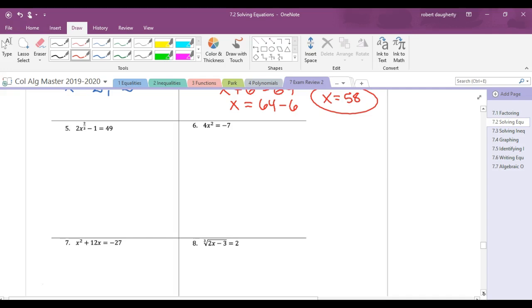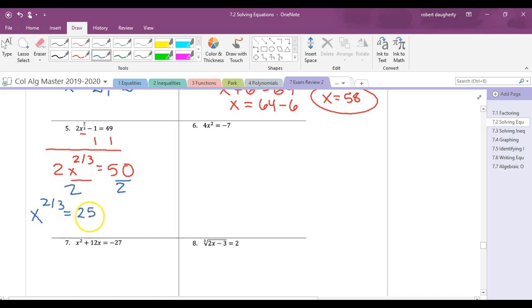Two x to the 2/3 minus 1 equal 49. My goal is to get this x to the 2/3 all by itself. How do I do that? Add 1 to both sides. So 2x to the 2/3 equal 50. My goal, get x to the 2/3 by itself. How do I do that? Divide both sides by 2. So I get x to the 2/3 equal 25.